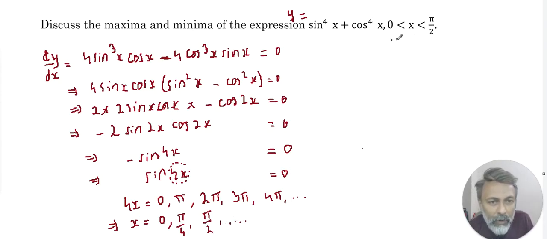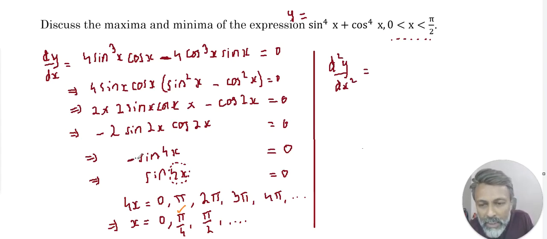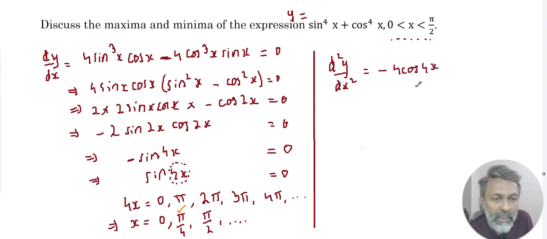But our interval for x is from 0 to pi by 2, not including 0 and pi by 2. So the only value acceptable to us should be pi by 4. Let us now take the second order derivative. d square y by dx square is equal to, take care of this minus sign, don't forget this sign. Minus sin 4x derivative is minus 4 cos 4x.